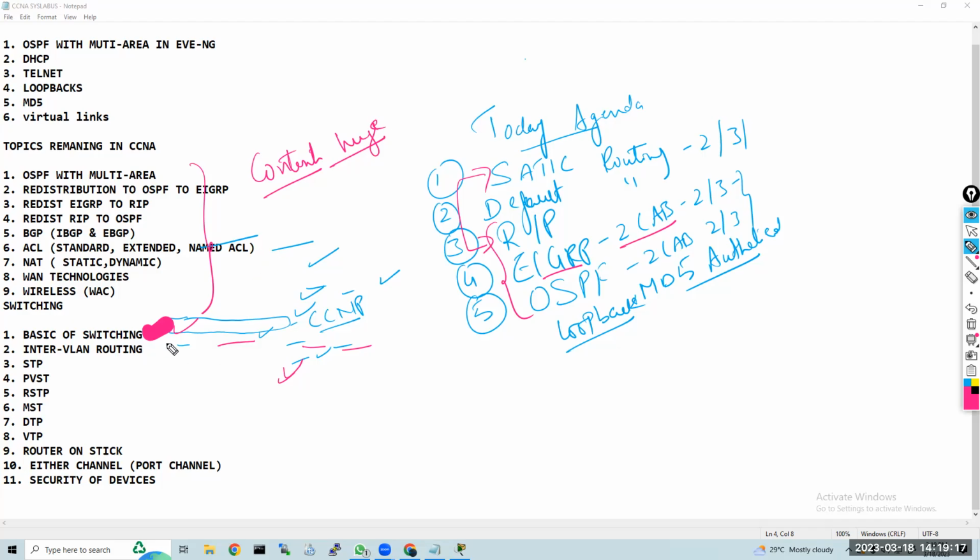In the switching part, we shall discuss basic switching concepts like inter-VLAN routing, spanning tree protocol, per-VLAN spanning tree protocol, rapid spanning tree, MST, DTP, VTP, router on a stick, EtherChannel, that is port channeling, and securing the devices. We'll also discuss AAA, RADIUS and TACACS. These are the complete syllabus of your CCNA, guys. I think it will go up to the first or second week of April.